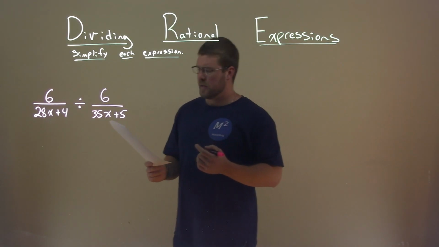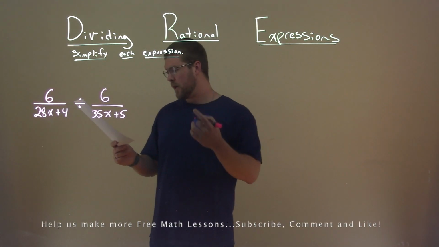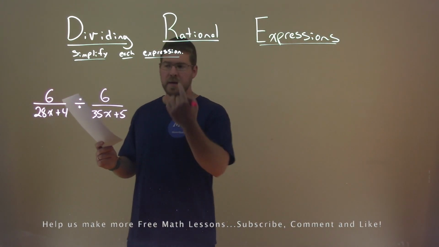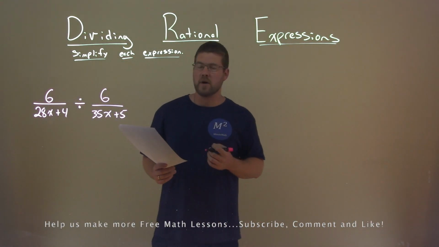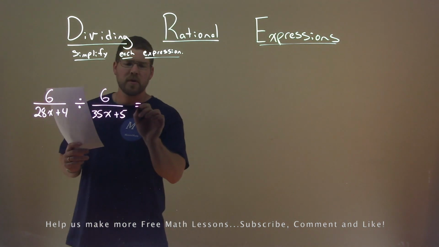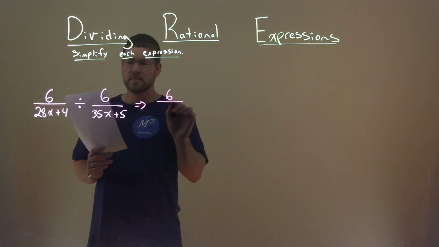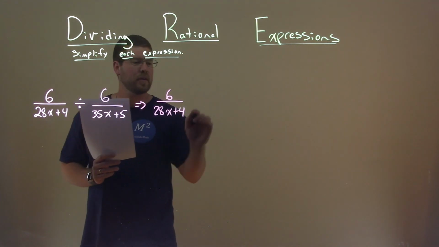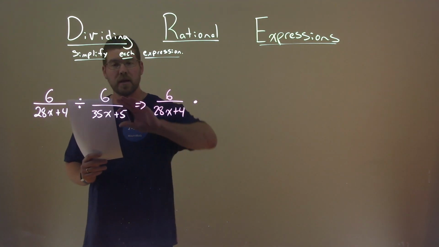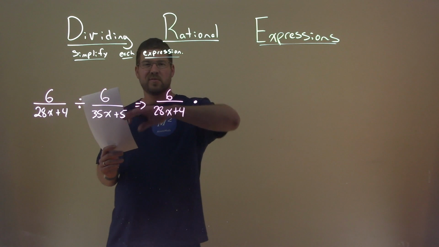We're given this problem right here. 6 divided by 28x plus 4 divided by 6 over 35x plus 5, and we need to simplify this expression. Well, I like to rewrite this. So I rewrite the first part, 6 over 28x plus 4. And when I rewrite this, it's going to be a multiplication problem, meaning I can make it multiply now, just flip the second fraction.